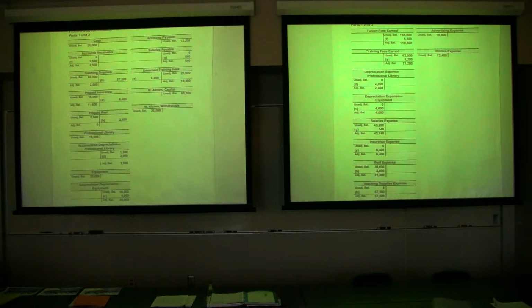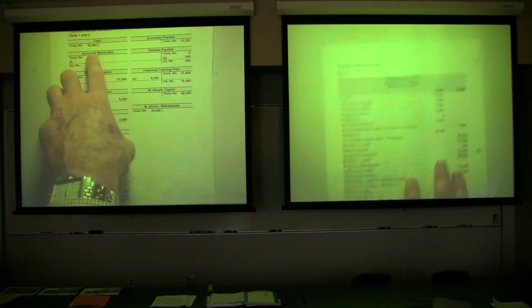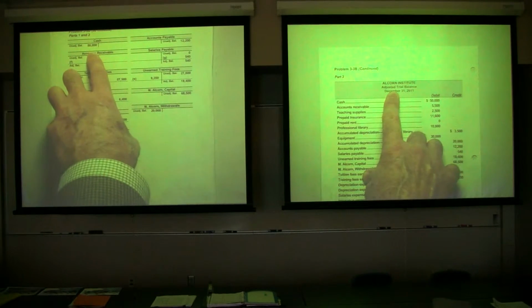Now, can I have your attention for just a second? So what we've done here now is we updated all our ledger accounts. We got the unadjusted trial balance, that's the beginning. Then we did our adjustments. Now, what we're going to do is the adjusted trial balance. So we're going to take the ending balance. For instance, this is the adjusted trial balance. That'll be the next step.